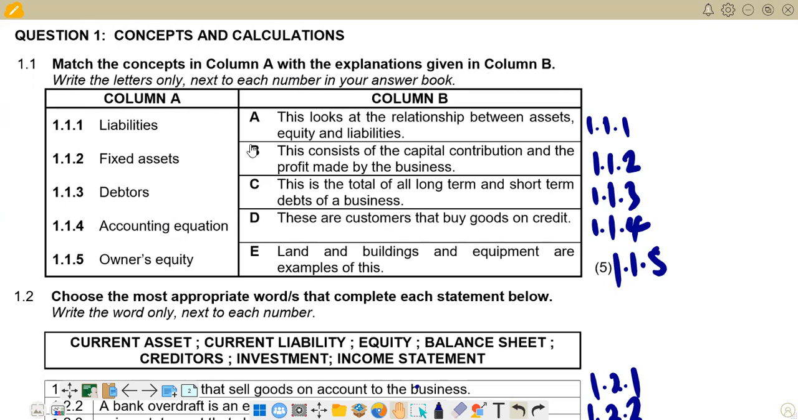So we're given a column A, and then we're given column B. Column B has got the explanations that we need to match to terms that we are given in column A. So the first term that we have according to 1.1.1 is liabilities. Liabilities basically are amounts that we are owing, that as a business we are owing to other people or other businesses. So we call them liabilities.